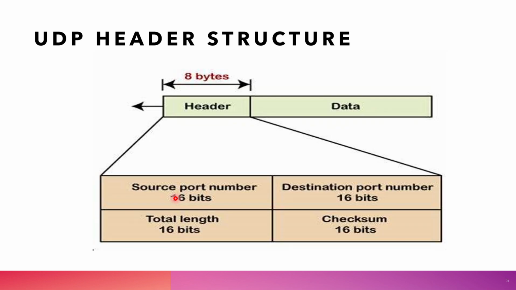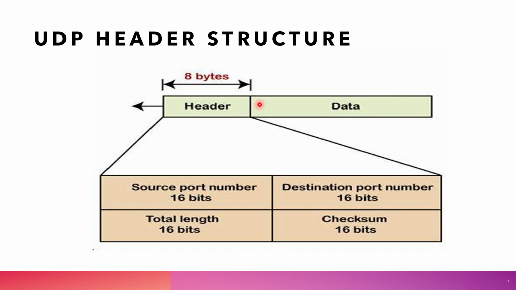So let's understand the UDP header structure. The UDP header is 8 bytes, that is 64 bits long, and consists of 4 fields, each of 2 bytes, which is 16 bits long. These four fields are the source port, the destination port, the third one is the length, the total length, and the last one is the checksum. The remaining part of the datagram is the data.